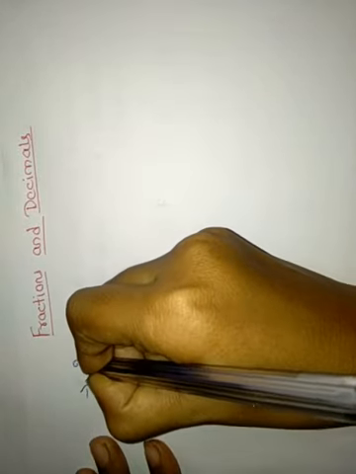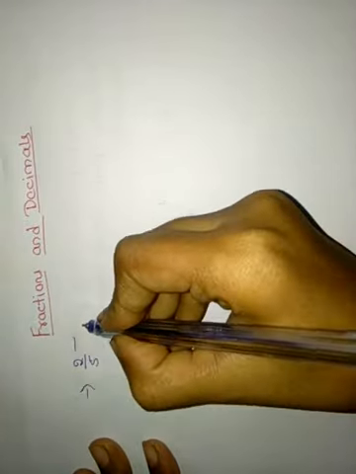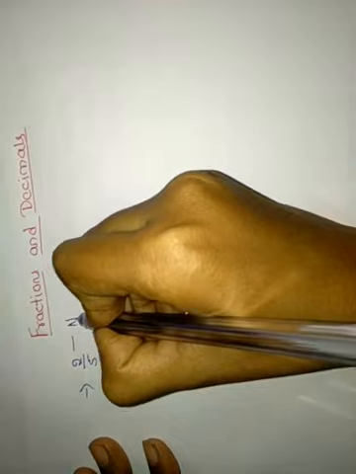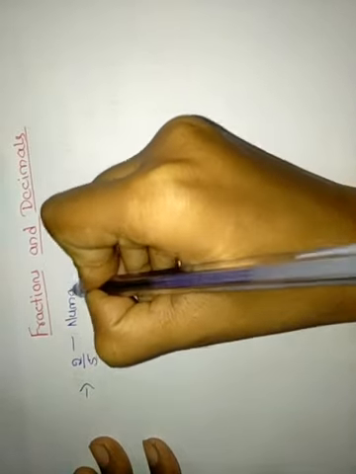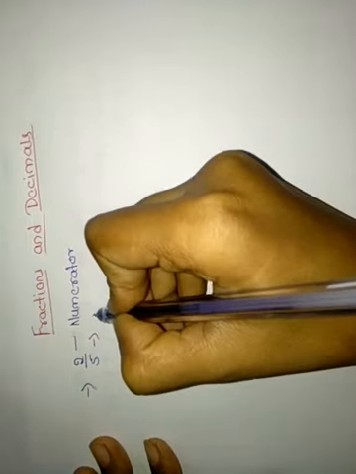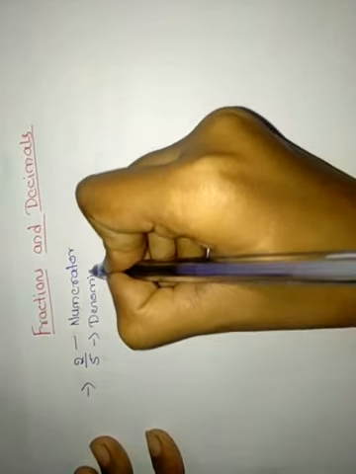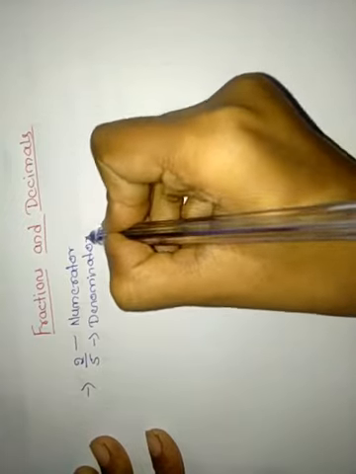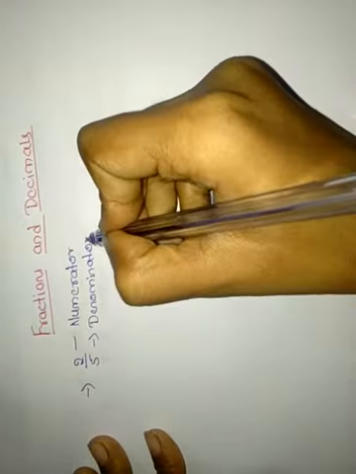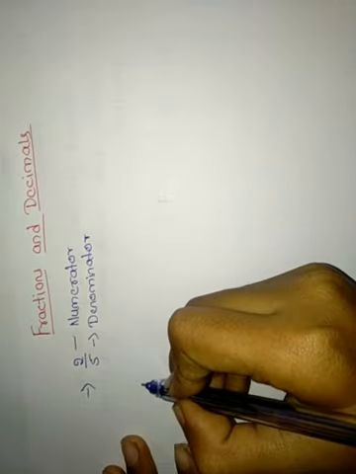Here I will consider a fraction, that is 2 divided by 5. Here 2 is called the numerator and 5 is called the denominator. Right? Now we'll move on to the types of fractions. We'll learn some types of fractions.